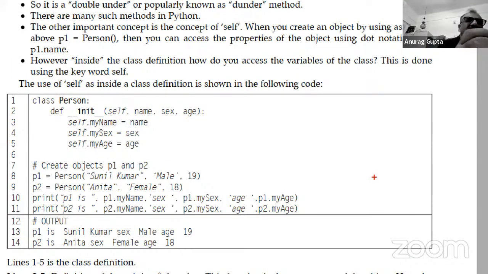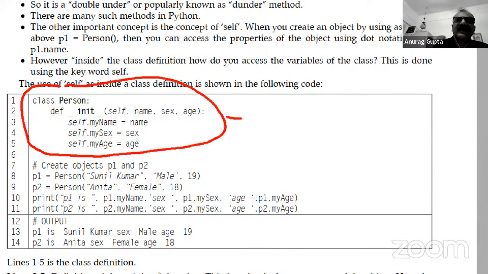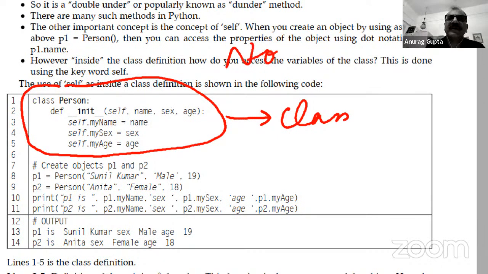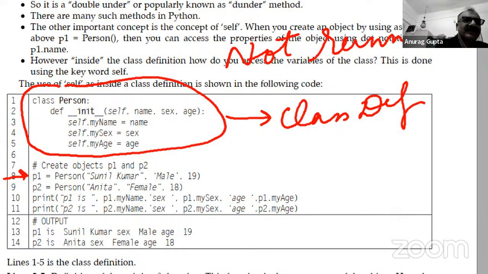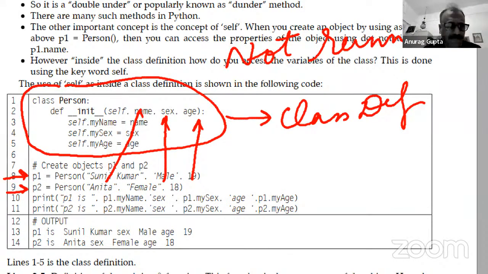Here in this code, which I showed, this is the class definition. That means this is not runnable code. It will not run until it is called. This is the class definition, and this is the class creation. So if you run this code, lines 1 to 7 will not run. The first line to execute will be P1 equal to person, Sunil Kumar, male, 19. Sunil Kumar will go into name, male will go into sex, and 19 will go into age. This we had discussed yesterday, if you all remember.